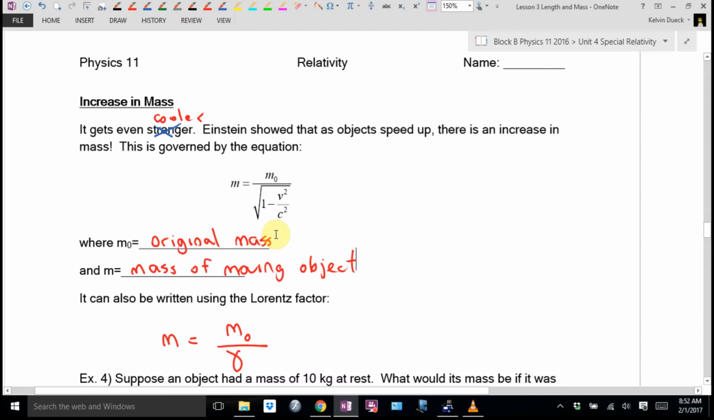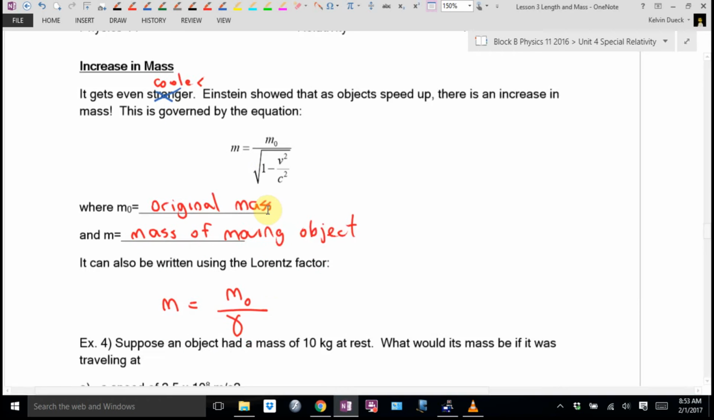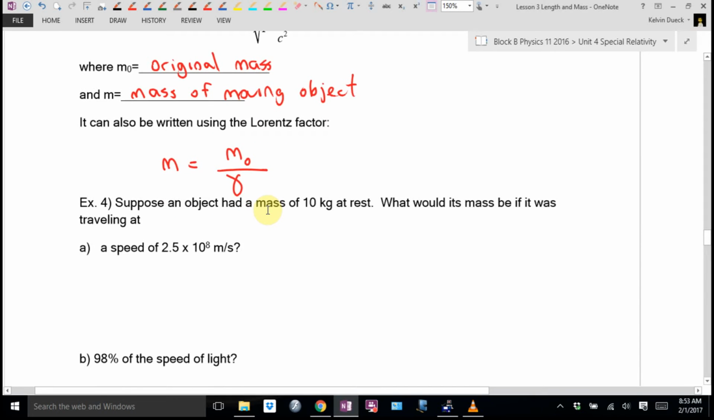As an object speeds up, its mass increases. And again, much like time dilation, you hardly notice it when you're not going really, really fast. So let's plug in some numbers.